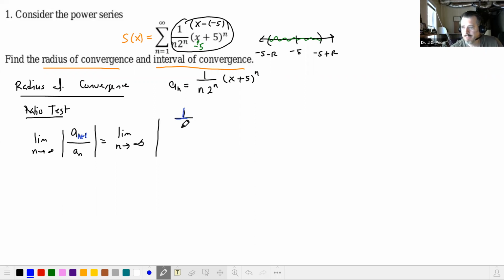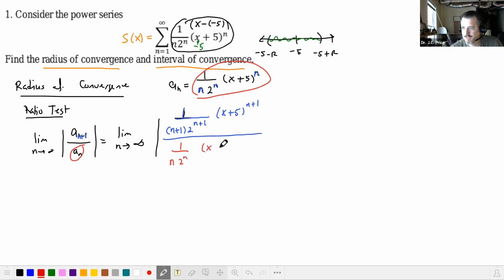Right? So it's going to be 1 divided by, and I have n plus 1 on the bottom, in parentheses, 2 to the n plus 1. And if you want to put that in parentheses, you can, it's okay. And then up here, I have x plus 5. And then again, wherever you see an n, I'm just replacing it with n plus 1. So n plus 1. And then all divided by, and then on the bottom, I just have this a sub n. So you just copy this down basically. And so that's 1 over n, 2 to the n times x plus 5 to the nth power. And then don't forget to close off your absolute value there.